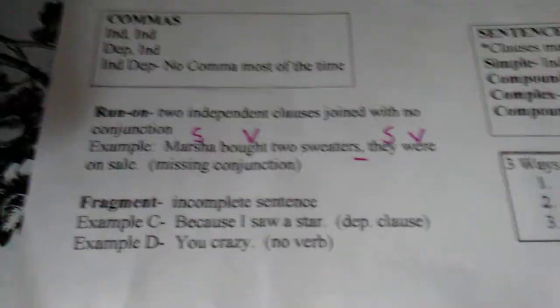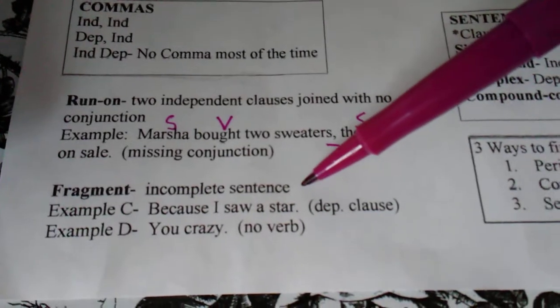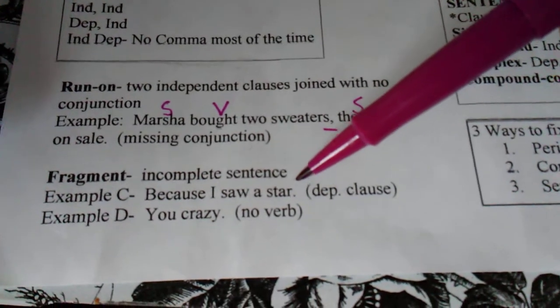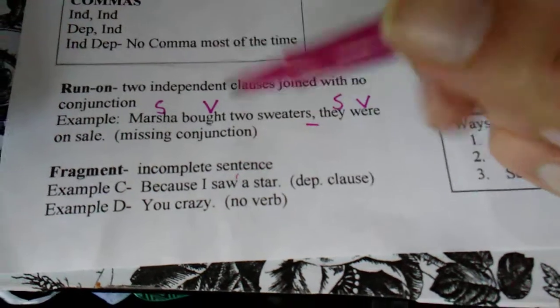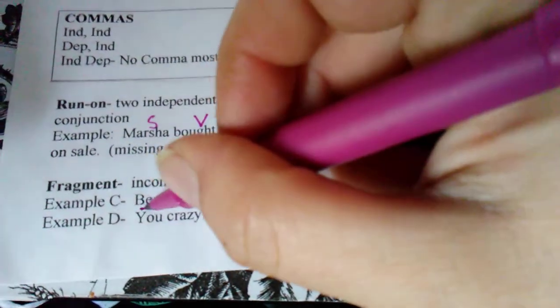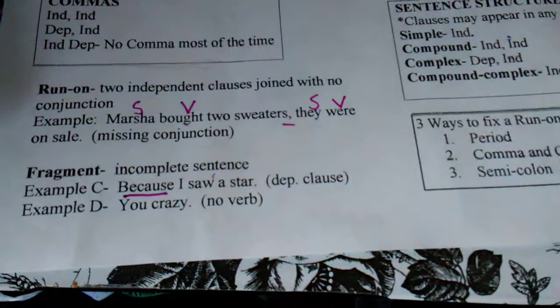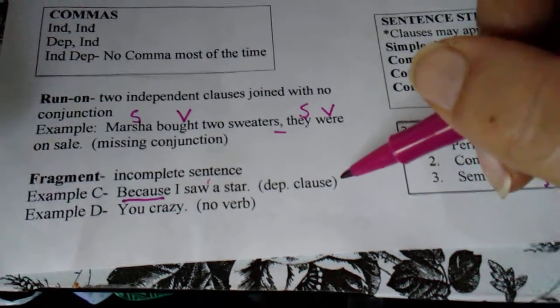The other error that students make is sometimes having an incomplete sentence, and it's called a fragment. You can't have a dependent clause by itself. So here, because is starting off that sentence, so that would be an incomplete sentence.